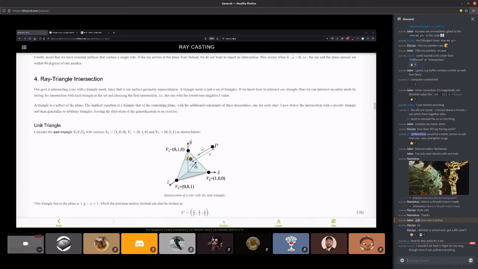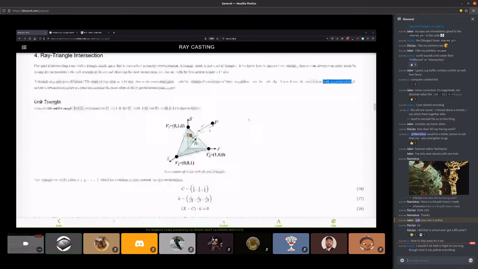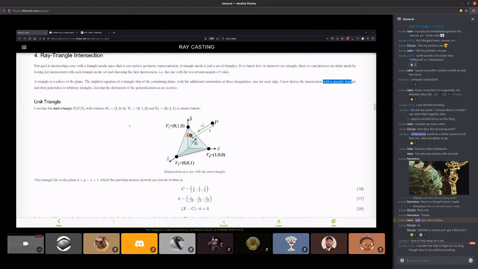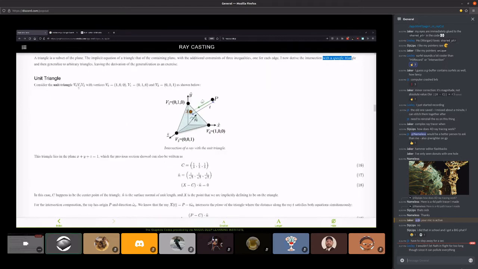Yeah. Triangle is a subset of a plane, so it sounds like we're just gonna take the plane equation and then constrain it. Interesting. So they're gonna derive one for a specific triangle, but then let us generalize it, which I guess if we want to, we can. We'll get there when we get there.